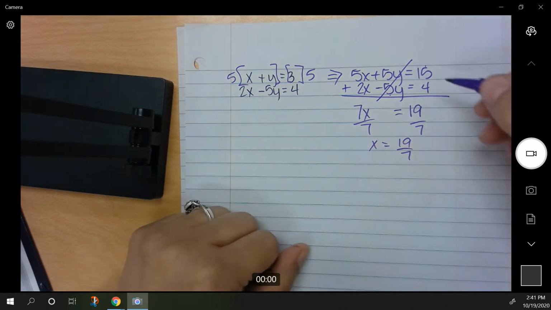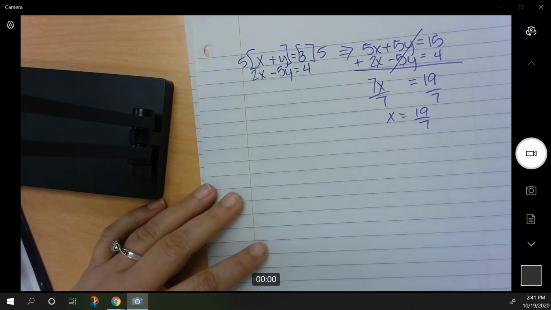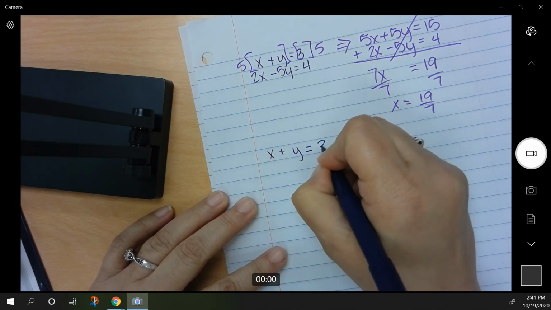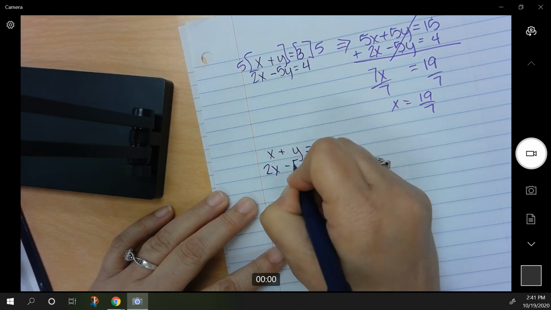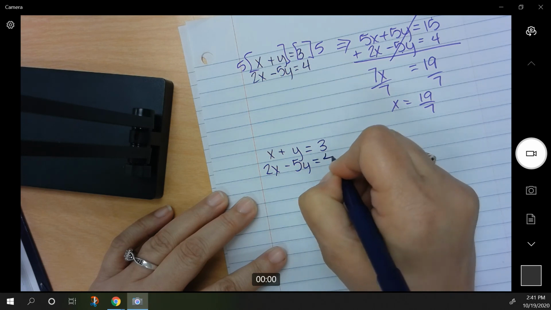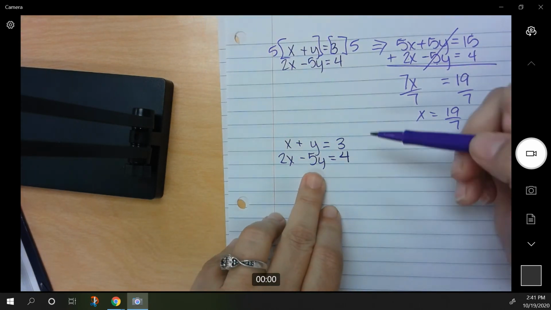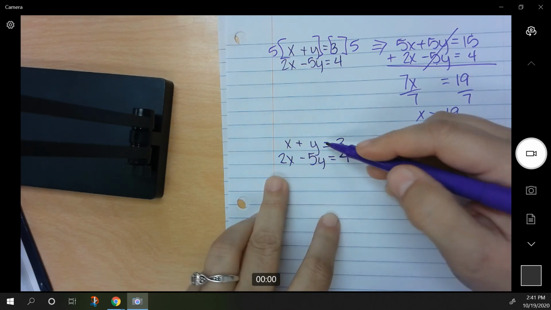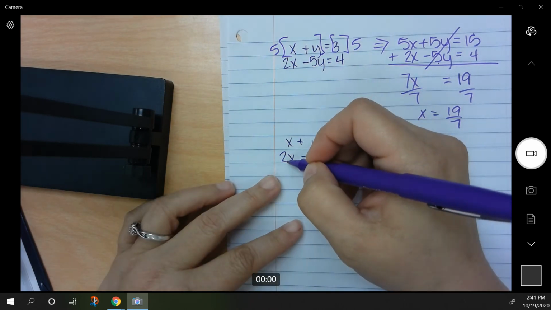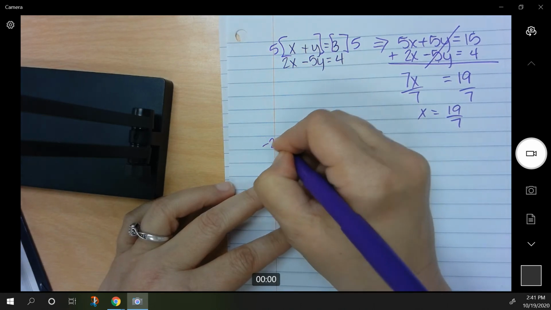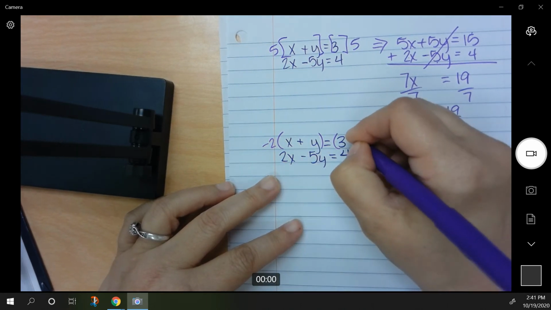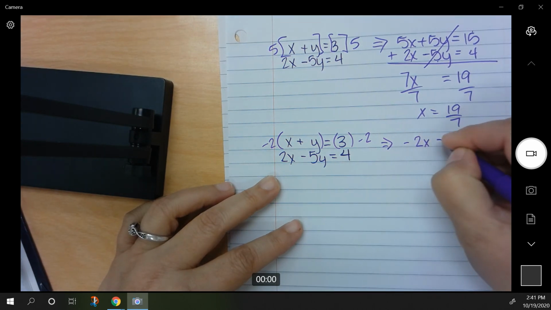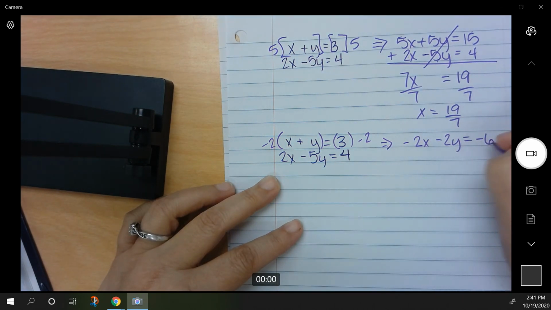Okay, so that's that. If I wanted to do the other direction, x plus y is 3, 2x minus 5y is positive 4. This time I want to eliminate x so I can find out my y. So I need to add something to 2x to get that to go away. So I'm going to have to multiply by -2 all the way across. So -2x minus 2y is -6.